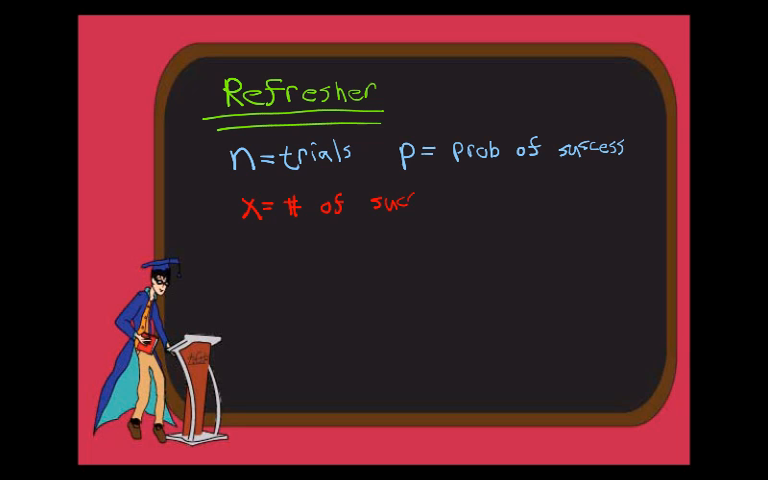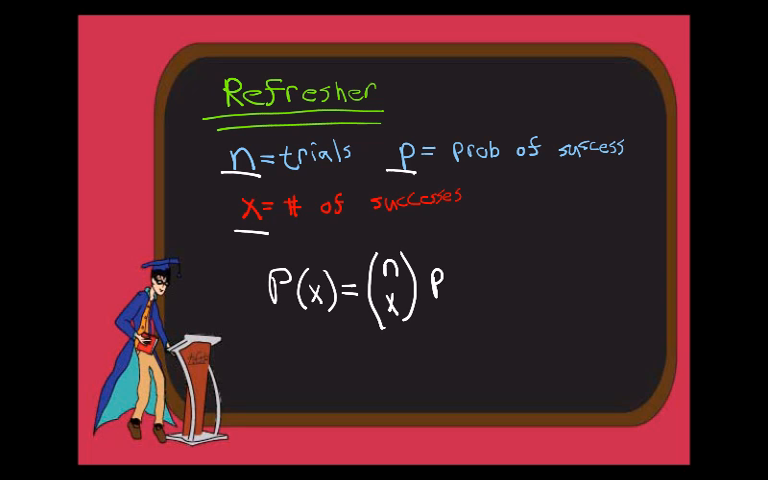Now, if you are asked to find the probability of any certain amount of successes, well, in that case, the n and the p and the x are all going to be given to you, and you should have the following formula. N choose x times p raised to the x power times q raised to the n minus x. Now keep in mind that q is still equal to 1 minus p. So these are all the items that you need to pull off the last video.